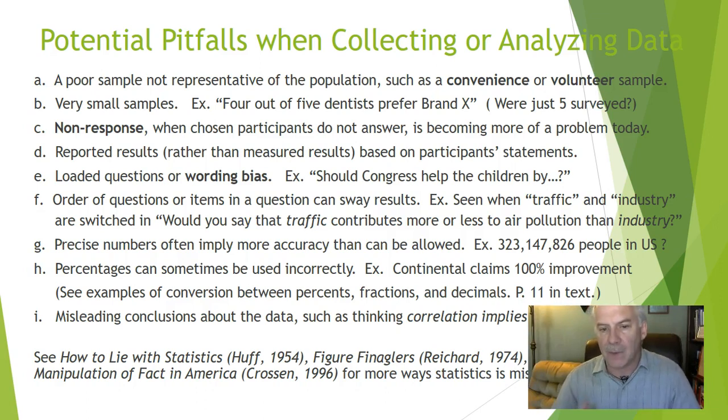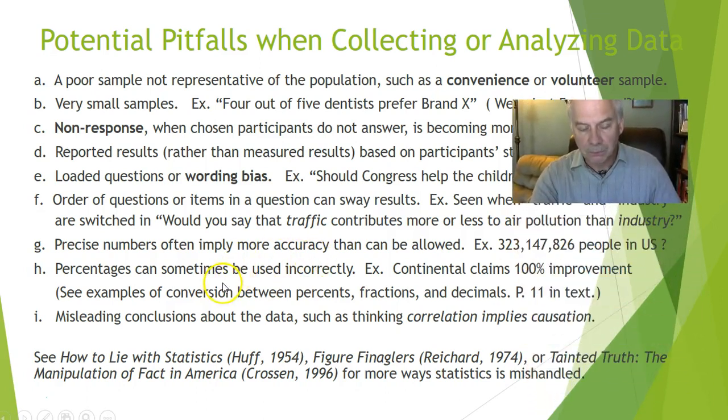There's an example given where the Continental Airlines claims 100% improvement in their baggage loss department. 100% improvement. Now that would imply that no bags are lost. No suitcases are lost, which is obviously not correct. So there's also on page 11 in the textbook examples of converting between percents and fractions and decimals. You need to be able to do that for statistics. So study that if you're a little bit uncertain about that.